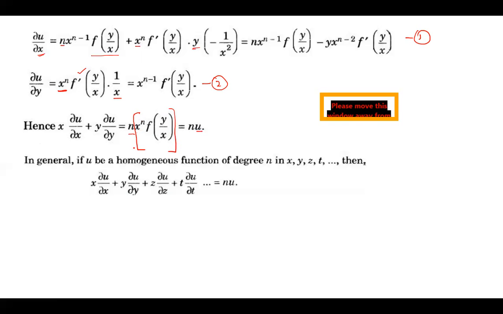Okay, so that's how we get the result of Euler's theorem. Remember, we have proved the result for two variables, but this result can be extended to n variables. So in general, if u is a homogeneous function of degree n in x, y, z, t, and so on, then x times ∂u/∂x plus y times ∂u/∂y plus z times ∂u/∂z and so on will still be equal to nu. Okay, hope you have understood the theorem.